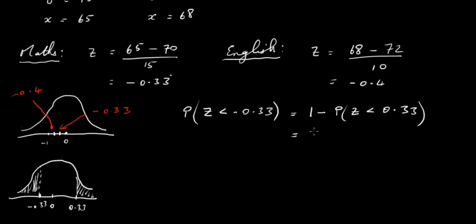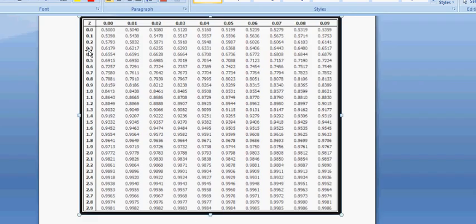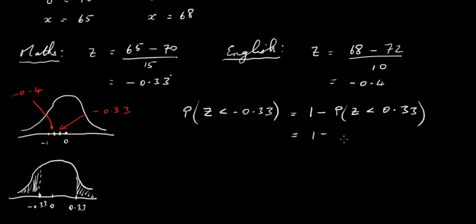We can look up 0.33 in our tables. So again, if I go to my tables here, we can look up 0.3 and 3 here. It's 0.6293 here. So this is just 0.6293. If I subtract those, I get 0.3703.